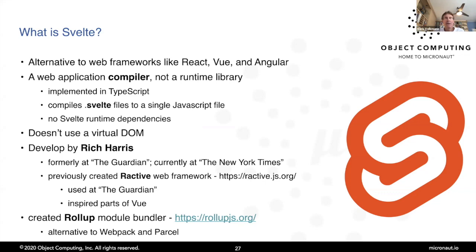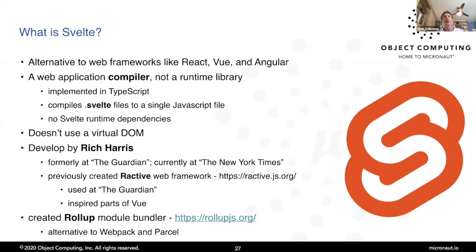Another big feature is that it doesn't use a virtual DOM. Frameworks like React and Vue do. And if you look at some of the resources toward the end of my section of slides, you'll see a talk by Rich Harris where he explains why he believes using a virtual DOM is a bad idea. Rich Harris is the person that created Svelte. He used to work at The Guardian, and now he works at the New York Times. He's a graphics editor there, and he uses Svelte to put together interactive graphics for their website quickly.